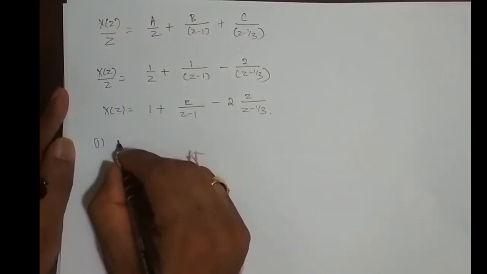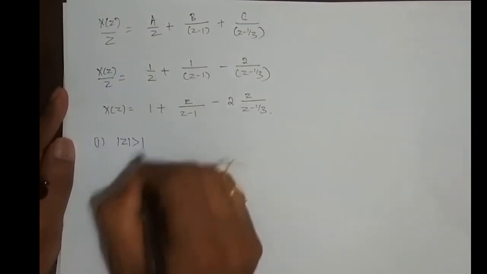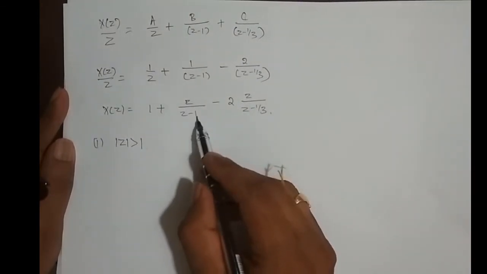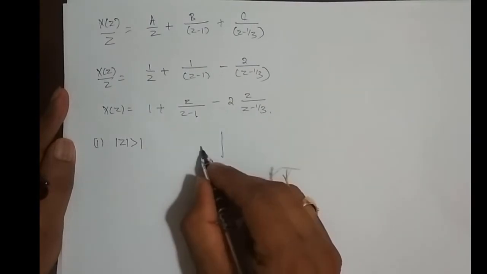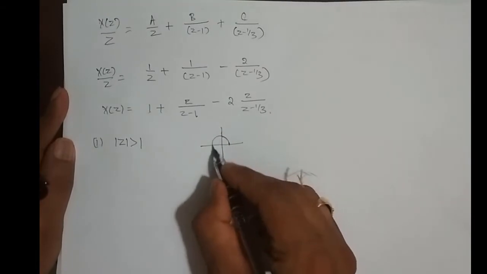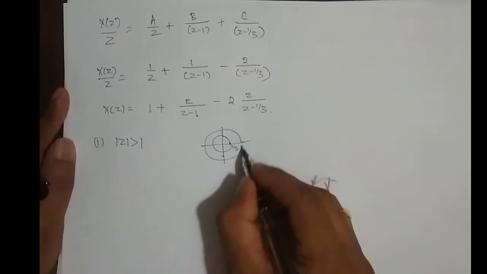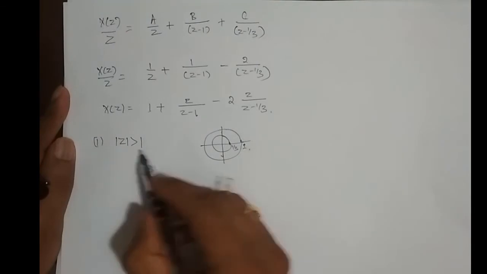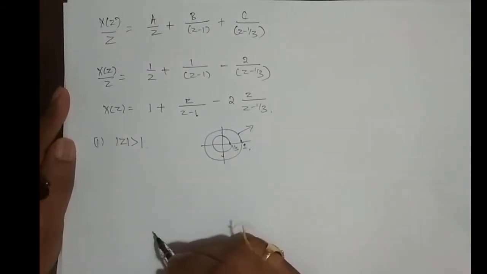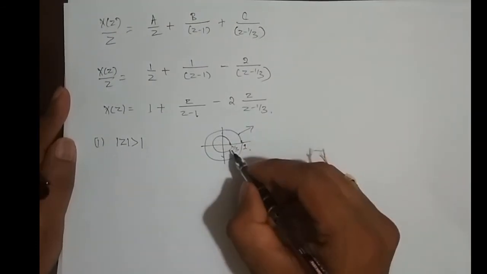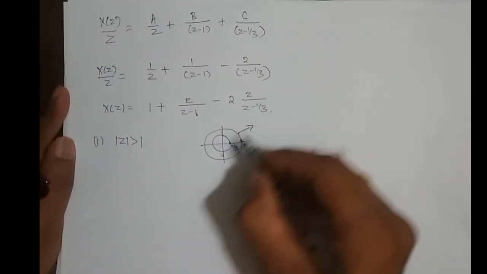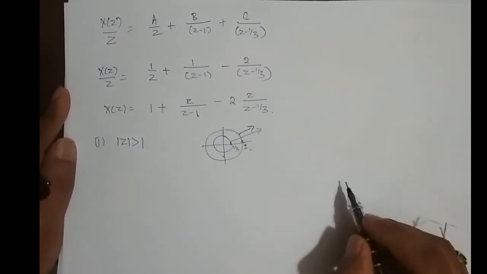What is the first ROC? The first ROC is magnitude of z greater than 1. Okay, so we have totally 2 poles, right? One is at z equal to 1 and the other one is at z equal to 1/3. And this is a finite length sequence, not actually an infinite length sequence. It is 1/3 and the radius of this is 1. So outside the outermost circle, the ROC should be outside the outermost circle. For this to be outside the outermost circle, this corresponds to a right sided sequence. The pole at 1/3 should also correspond to a right sided sequence.